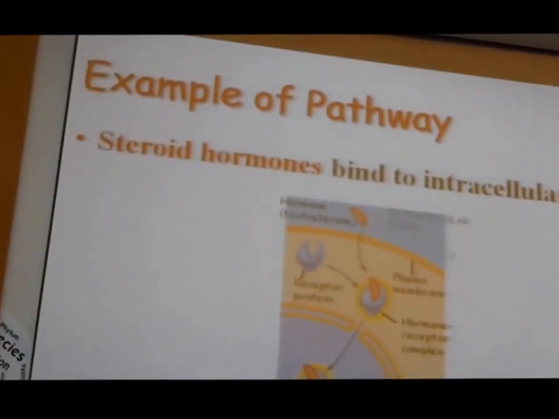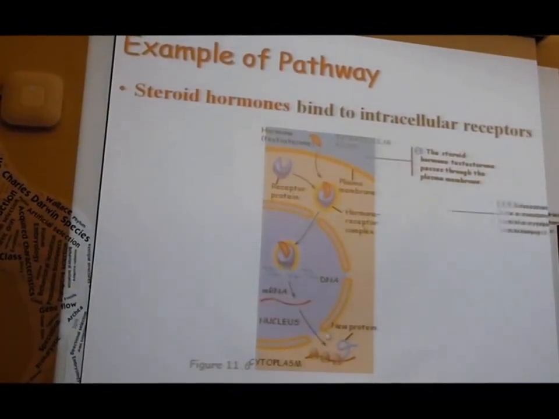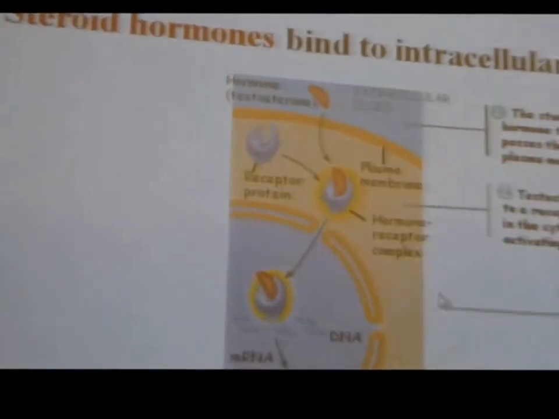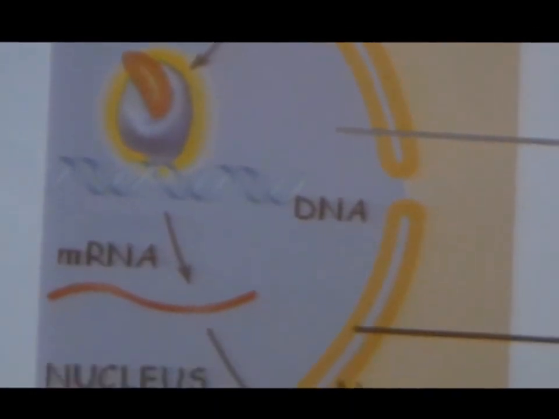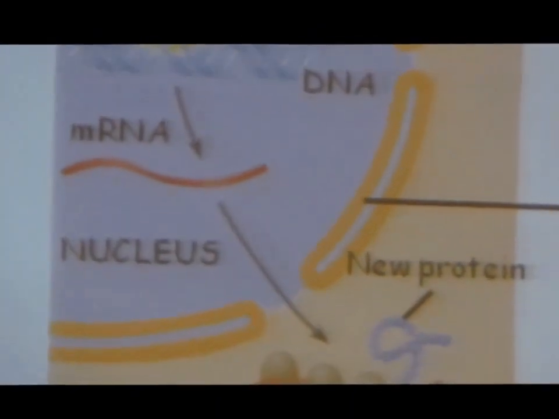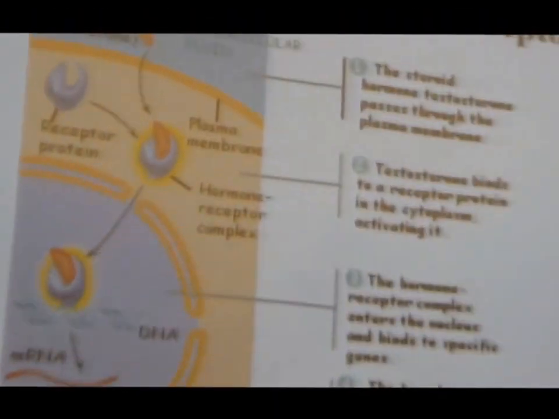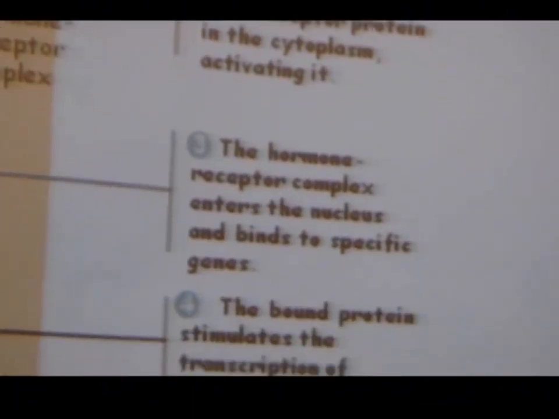So here's our example of testosterone. It comes in and is able to pass through the plasma membrane. It binds to the receptor protein in the cytoplasm, activating it. This goes into the genes. It's called a transcription factor, and it causes these genes to switch on. Those genes are then going to produce the mRNA, which are going to produce the specific protein that might be to do with production of hair or deepening the voice or whatever protein is associated.